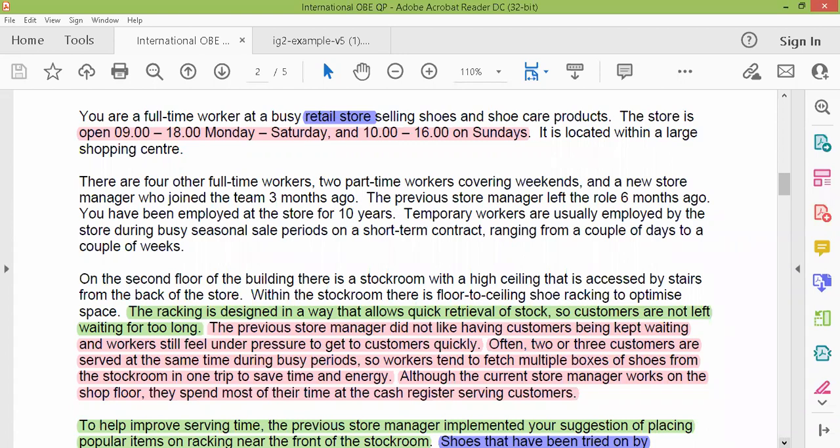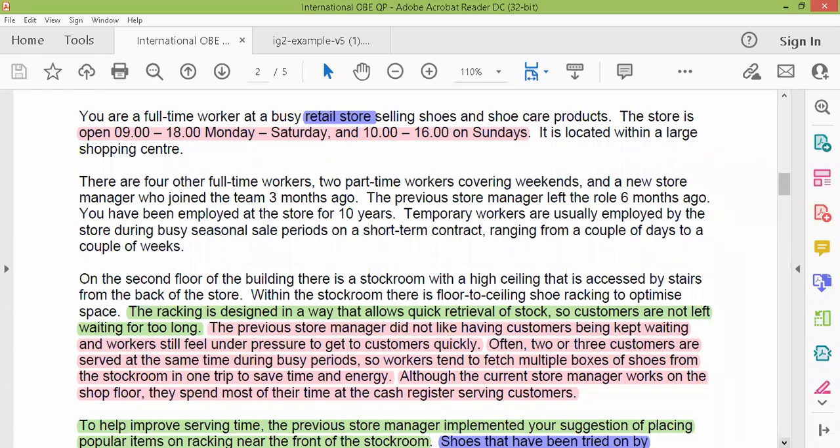So this is a positive point, because they make the racking in a good way, and due to that, the customers are not waiting for a long time. This is showing positive points of the company.